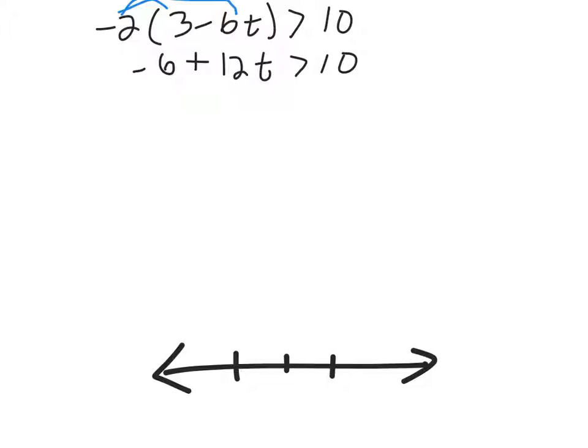Okay, now what's furthest away from the t? That's going to be this negative 6. I'm going to add 6 to both sides to get rid of that. 6 is canceled. I'm left with 12t is greater than 16. And then I'm going to divide each side by 12.